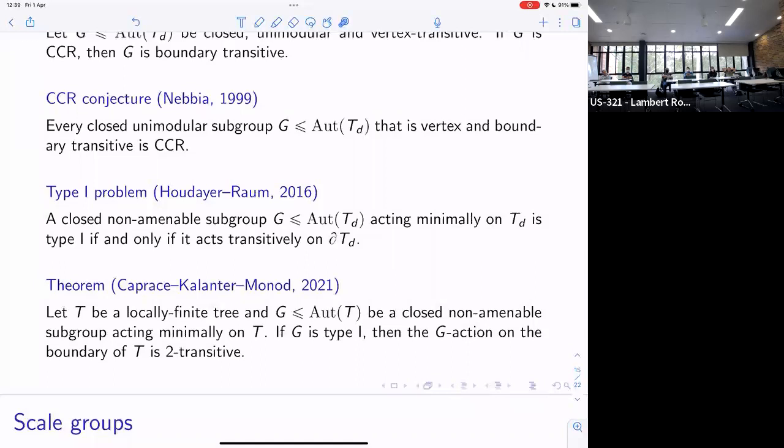This problem is still open in general, but it has been checked in many cases, both in the paper where they posed the problem, and also more recently in a result by Caprace, Le Boudec, and Monod, that shows that for any closed non-amenable group of automorphisms of a regular tree that acts minimally on the tree, the group being type 1 implies that it acts transitively on the boundary. So there's also this strong correspondence between the automorphism group of a tree being type 1 and the group acting transitively on the boundary.